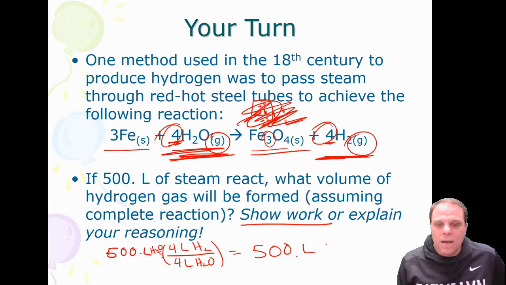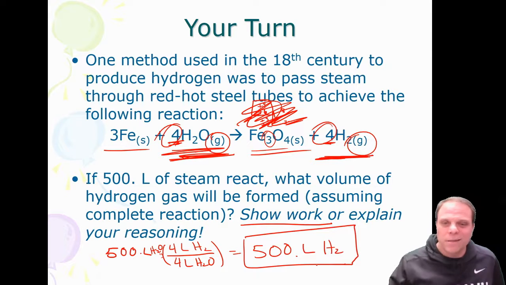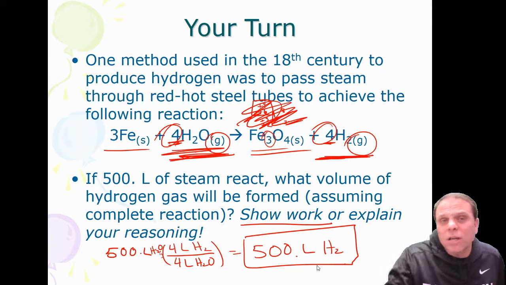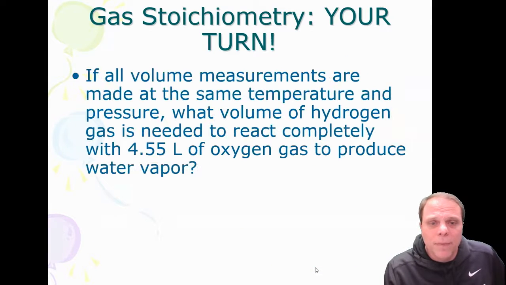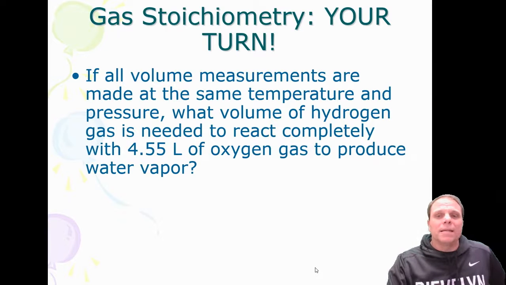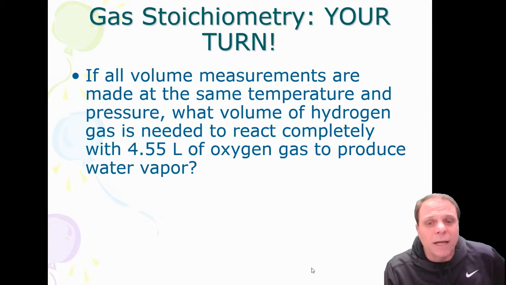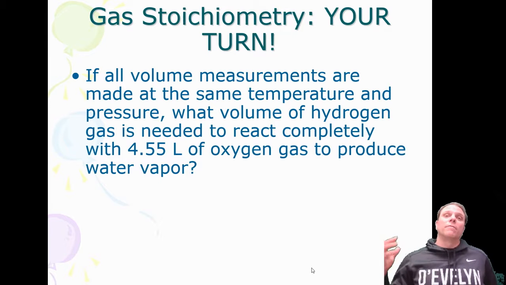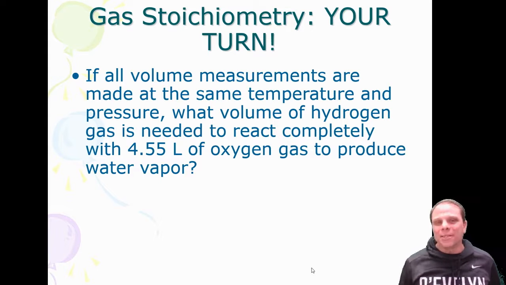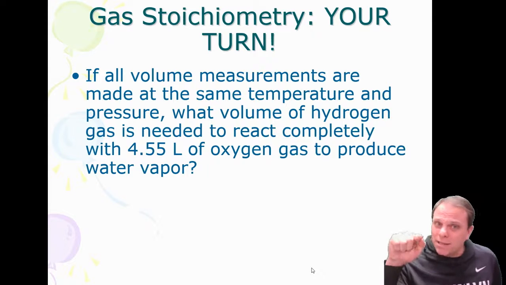And so I can just say my answer is 500, the same number of sig figs, liters of hydrogen gas. And boom, done. They're not always going to be that easy, but you're just going to use those ratios. It's not bad at all. Let's see if you can do another one. If all volume measurements are made at the same temperature and pressure, what volume of hydrogen gas is needed to react completely with 4.55 liters of oxygen gas to produce water vapor? I know you can do it. Pause and practice.